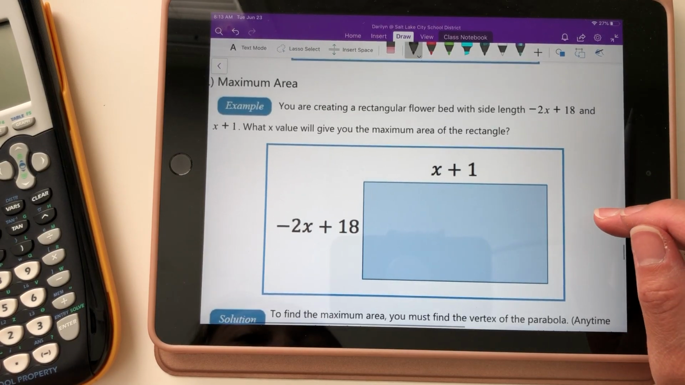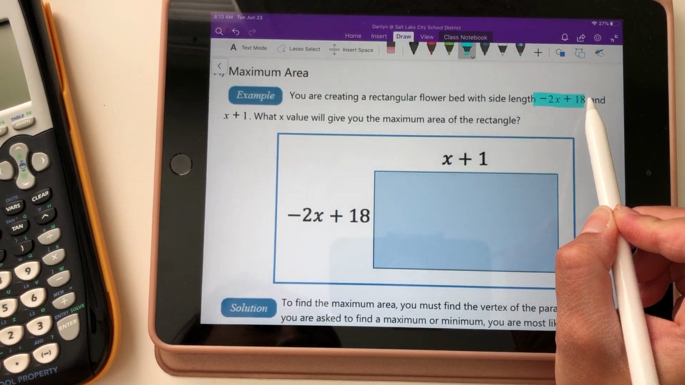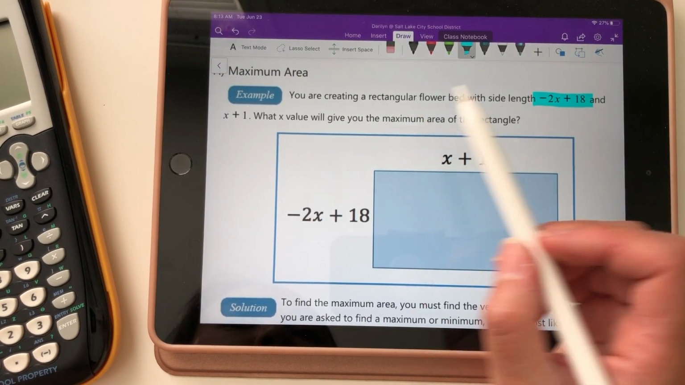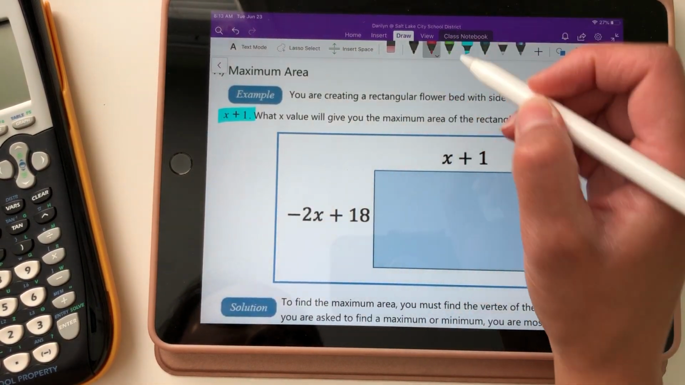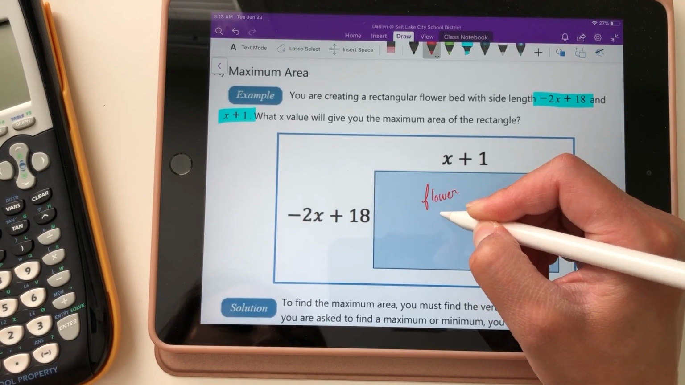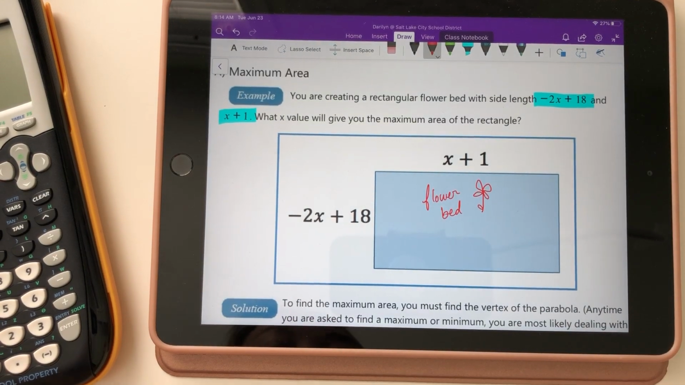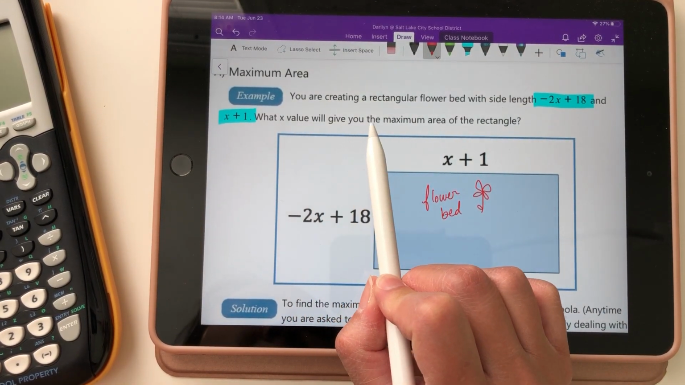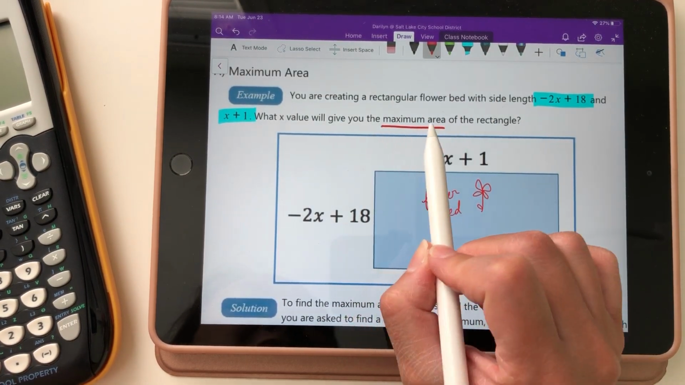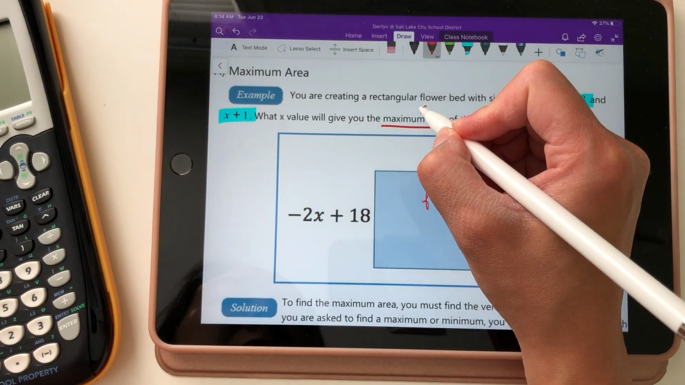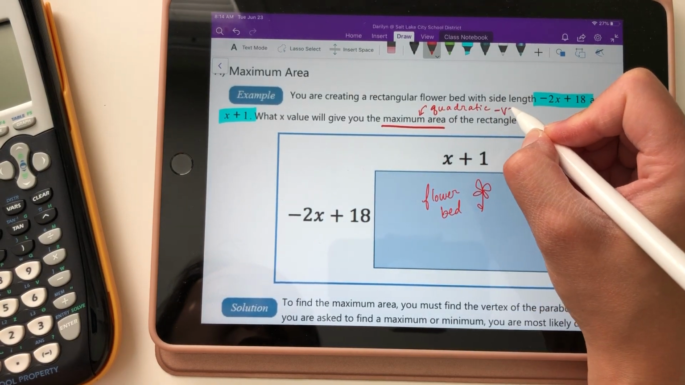Let's do this one. Perfect. So you're creating a rectangular flower bed with side length negative 2x plus 18 and x plus 1. So those are the side lengths of this rectangular flower bed. What x value will give you the maximum area of the rectangle? So right here, maximum, that's kind of a trigger word. This tells me that we're probably going to be dealing with a quadratic and we want the vertex.